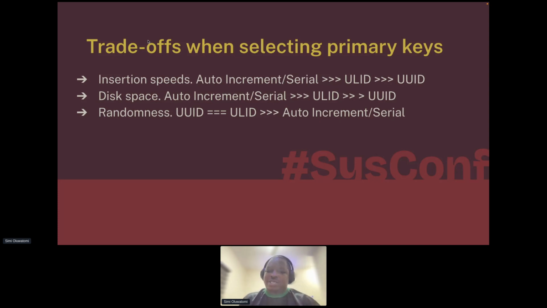The second consideration is disk space. So how much disk space do you want to use to store your primary keys? Don't forget, your primary keys at some point will become foreign keys in another table. So your auto incrementing column would only be stored using 8 bytes, nothing more, nothing less. On your table, 8 bytes. On the foreign key, also 8 bytes.